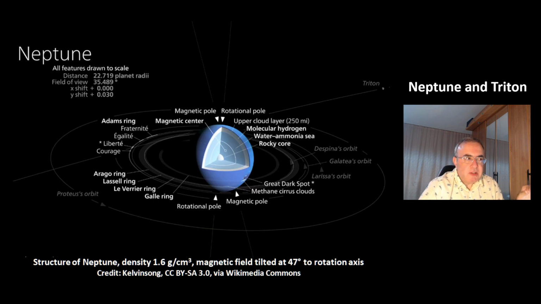This is a picture of the internal structure of Neptune. It has a density of 1.6 grams per cubic centimeter. Its magnetic field is tilted at 47 degrees to the rotation axis. You can see the top layer of gas and the molecular hydrogen layer underneath, a layer with water and ammonia, and the rocky core.